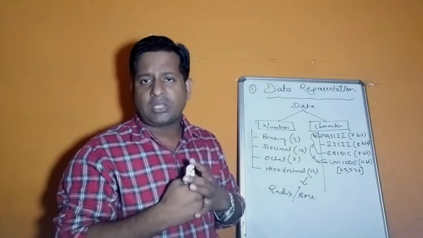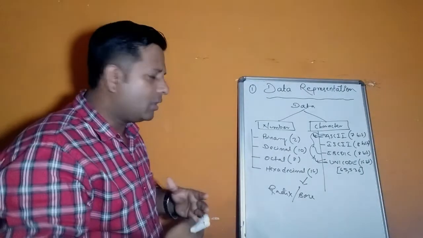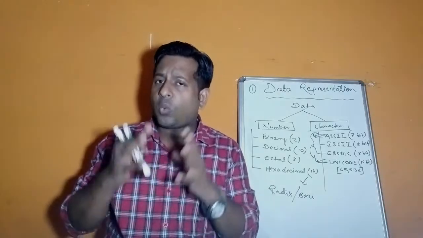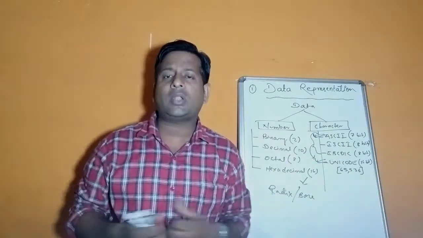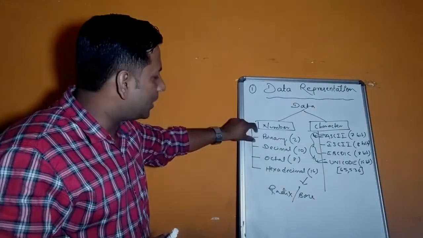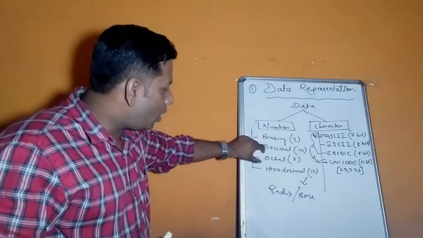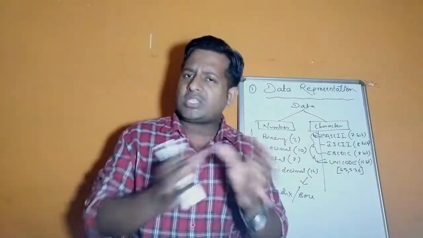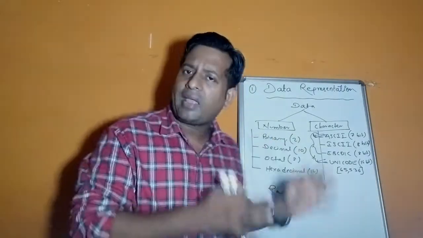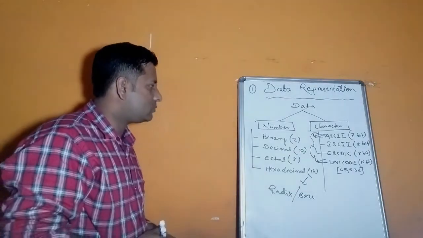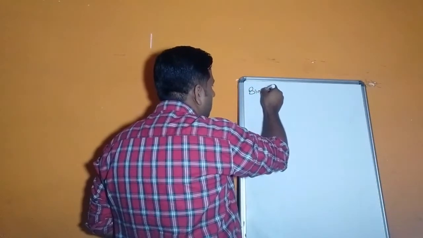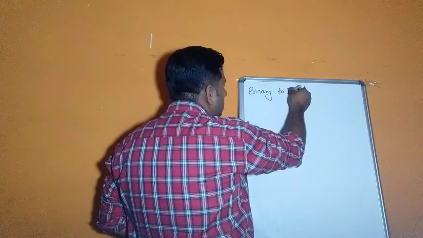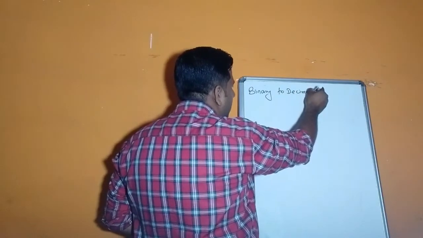And after processing, the output, the information that the computer produces, will be in binary form, which we people don't understand. So again that binary should be converted into either decimal, octal or hexadecimal. So this conversion technique, how we do that, I am showing you, just see. Okay, so first conversion, binary to decimal.